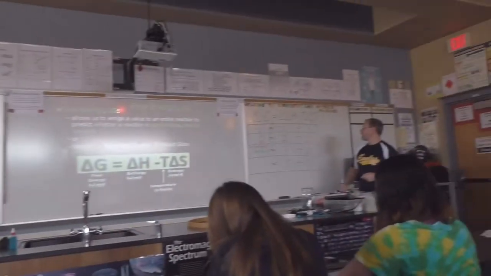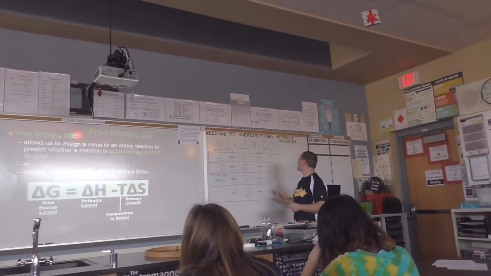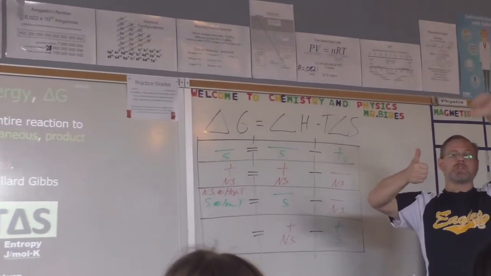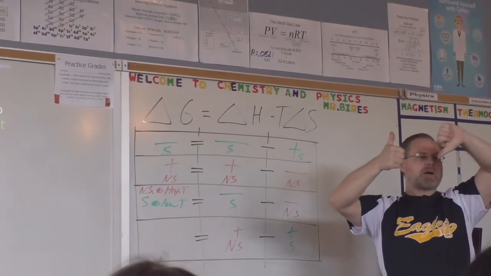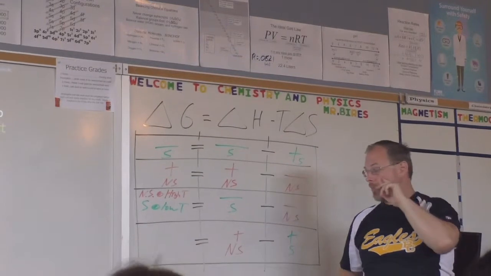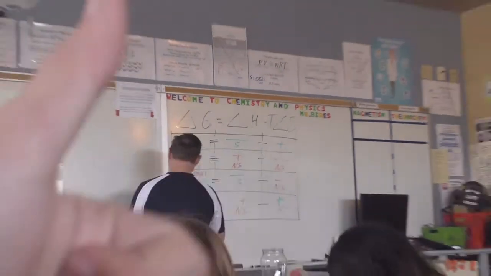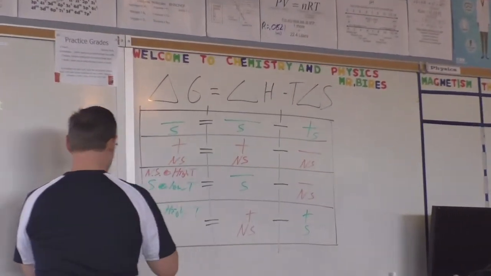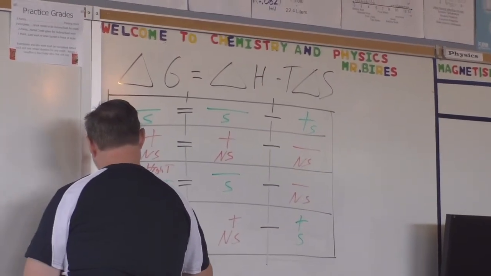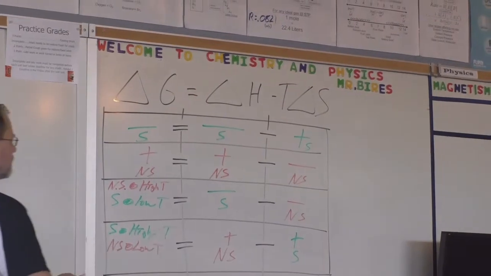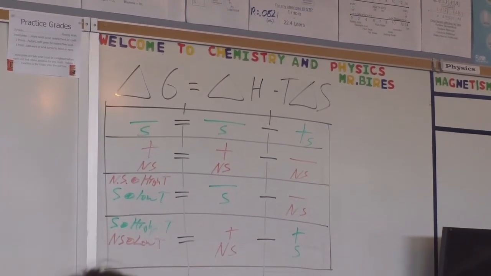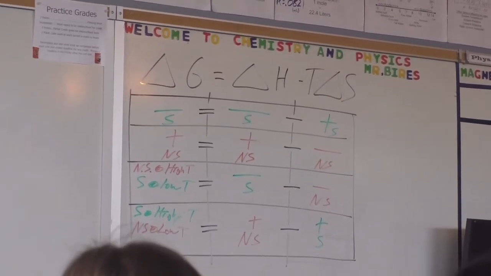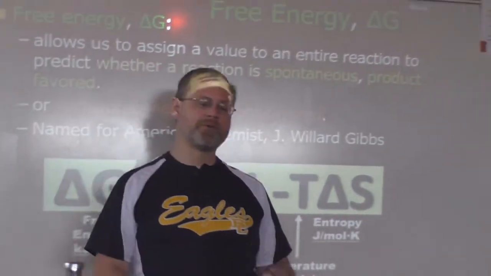Okay. So, we have a non-spontaneous enthalpy and a spontaneous entropy. Who believes this is going to be spontaneous at high temperatures? Who believes it's going to be spontaneous at low temperatures? Thumb up for high temperature, thumb down for low temperatures. Most of you got a thumb up, and you're right. Because the entropy term is spontaneous, this is going to be spontaneous at high temps, but non-spontaneous at low temps. That's important. When you have enthalpy and entropy in conflict, temperature determines which one wins.